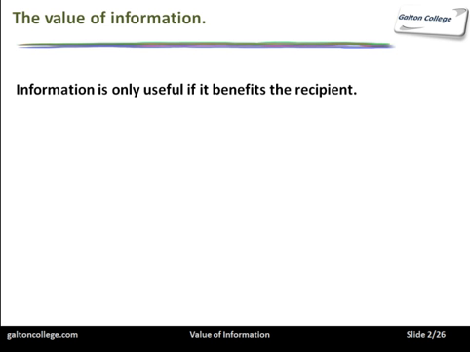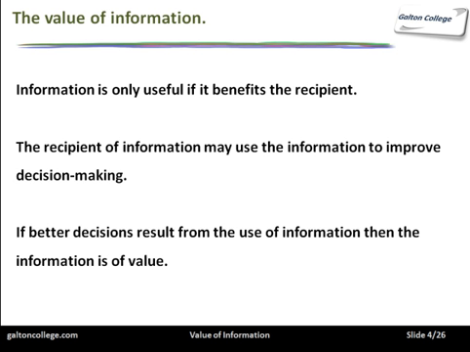The more information we've got, presumably, the better the quality of our decision making. If better decisions result from the use of information, then the information is of value. Clearly, if the decisions were bad, then the information itself was bad, or something was wrong.